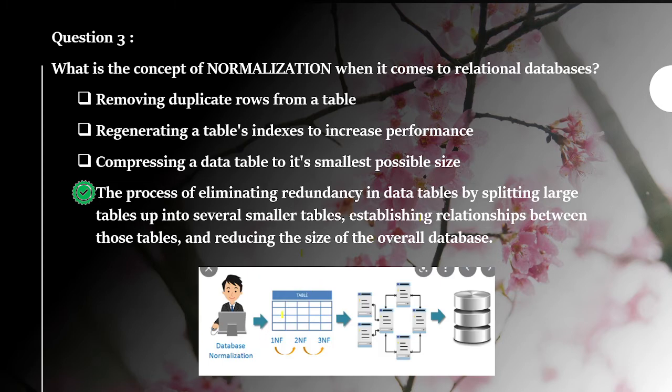Just see this image. So here we are transferring our data into different models. You see these are different tables. So a single large table is split into multiple tables, and then we create a relationship between them to avoid any redundancies. So our answer is this one.